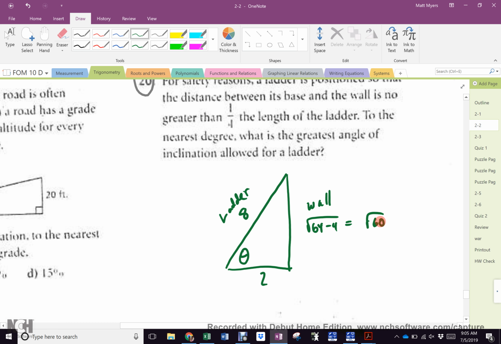So now I have theta. My adjacent is 2 and my opposite is the square root of 60. So I have to do shift tan, opposite, square root of 60 over adjacent, 2. And I will get my answer.